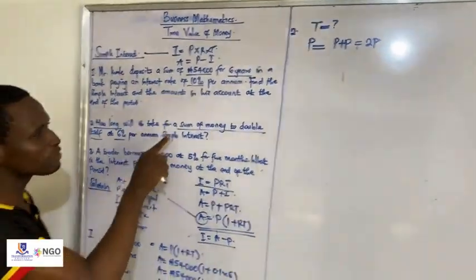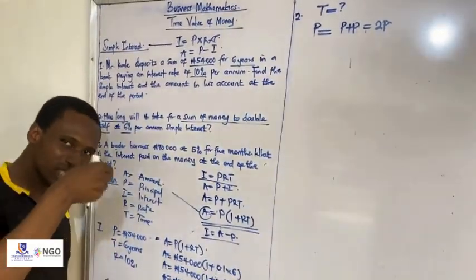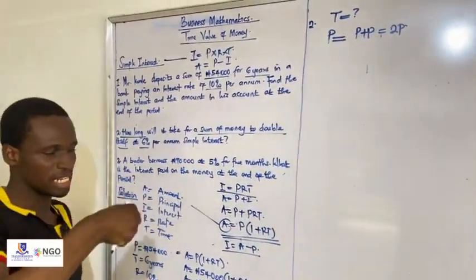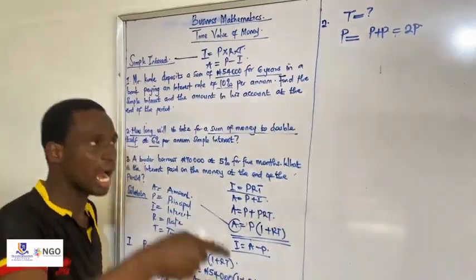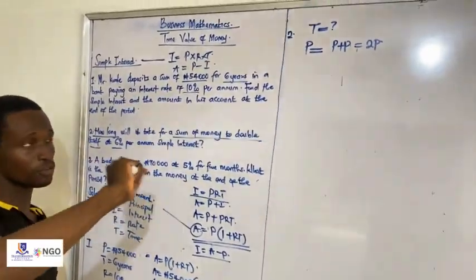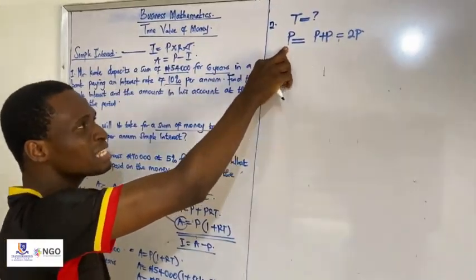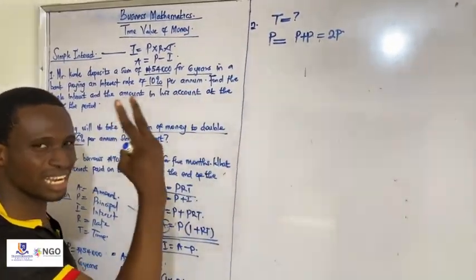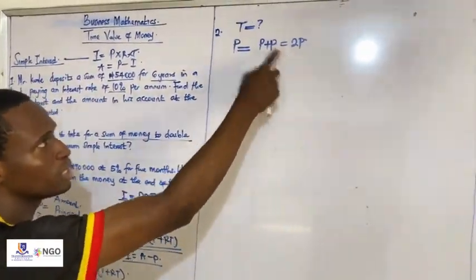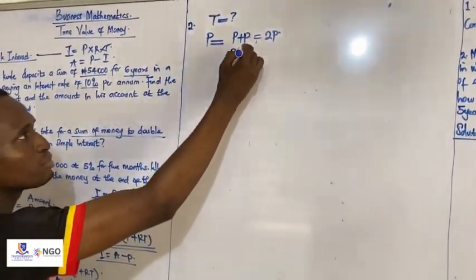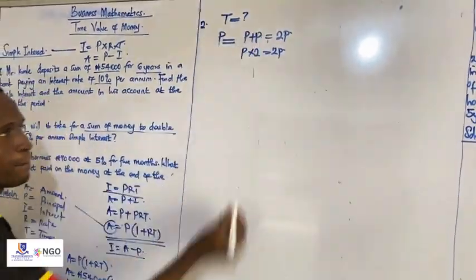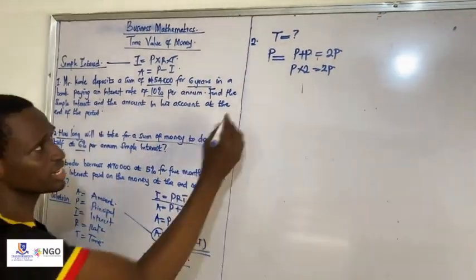How long will it take for a sum of money to double itself? The sum of money is the amount we want to invest. How long will that amount double itself? So the amount is not known, but it is our principal. If our principal is to double itself, that will be times 2. That's P plus P, or you say P times 2. That's 2P.